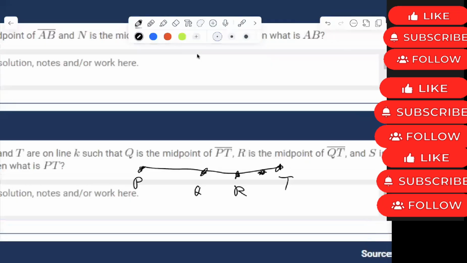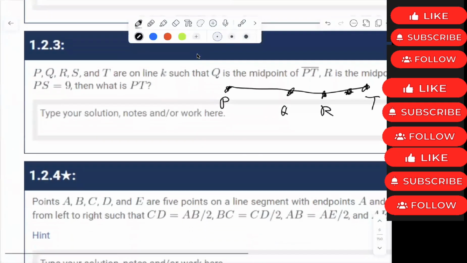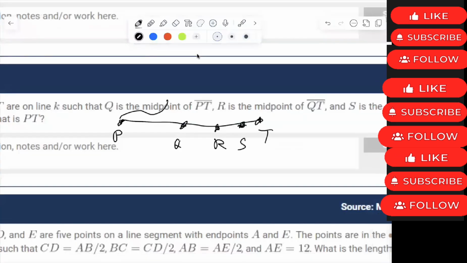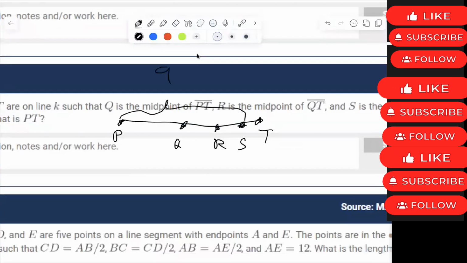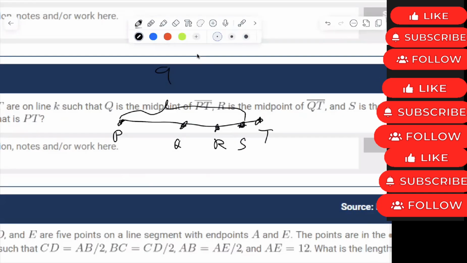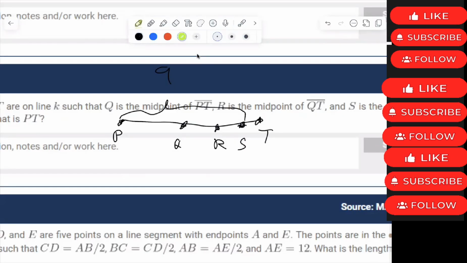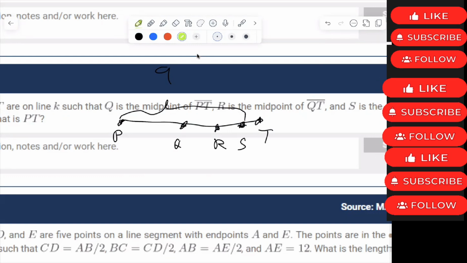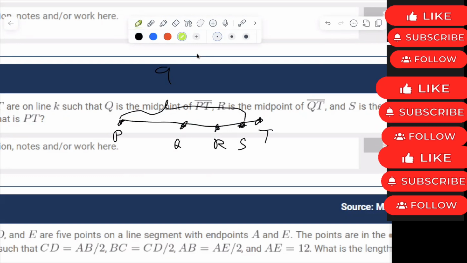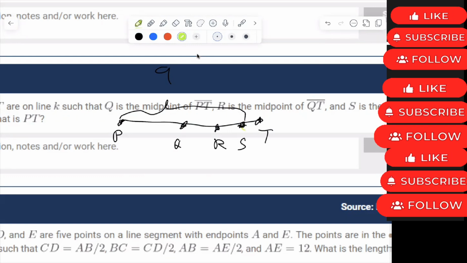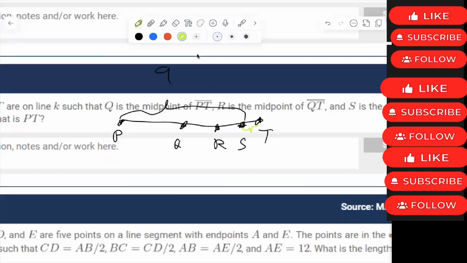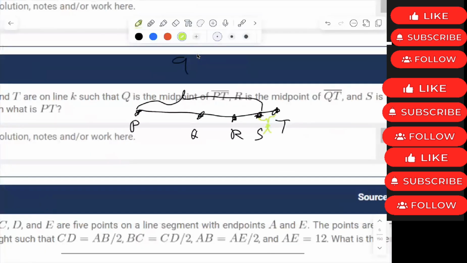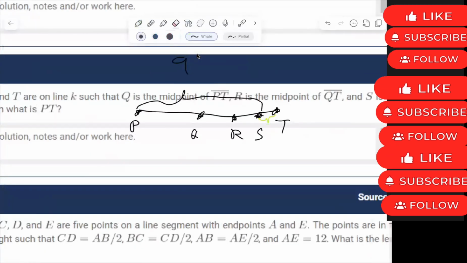I want PT. I know PS is 9. This is 9. Now here comes the very important part. This is a fraction of the segment. PT is the total. Notice that ST, let's call ST the unit length. Call it X.